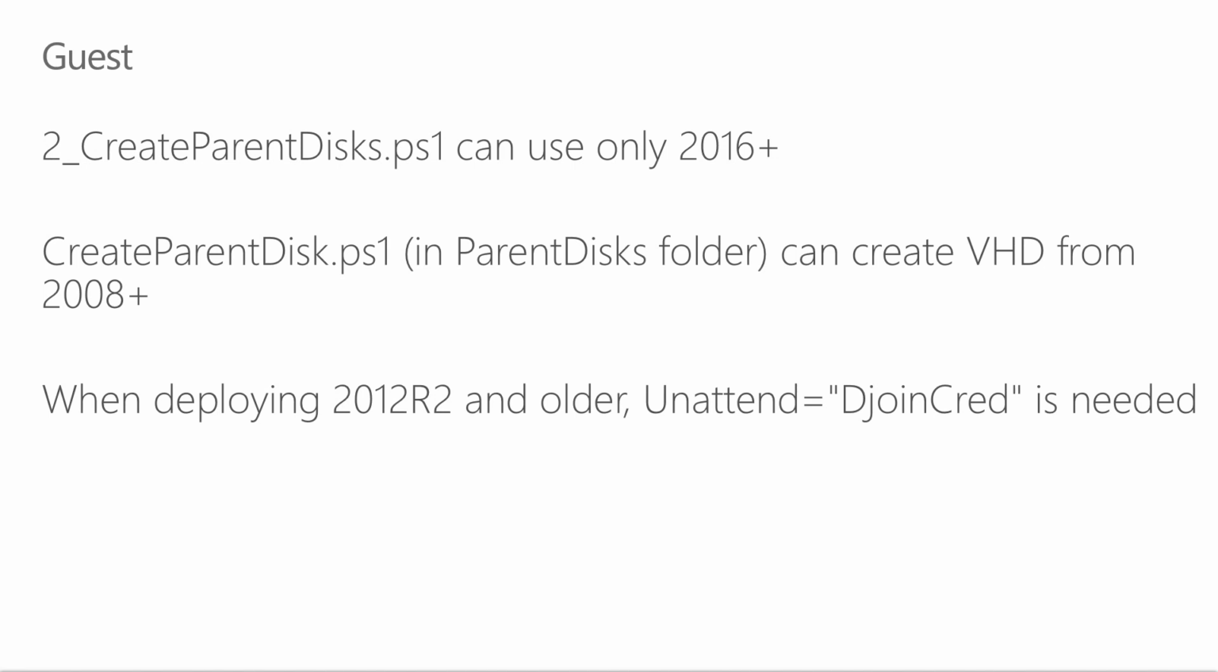For the guests, you can use only 2016 or 2019 machines during the CreateParentDisks.ps1 as a second step when creating the domain controller, because the domain controller can be only 2016 and newer. It's because of DSC and the way it's written. But there is also CreateParentDisk.ps1 located in the ParentDisks folder, and with this one you can create VHDs from ISO files that are 2008 and newer. When deploying 2012 R2 and older, don't forget that unattend needs to use djoin credentials. I mean, in the hash table you have to define that there should be a djoin cred instead of the default one, which is a blob file.